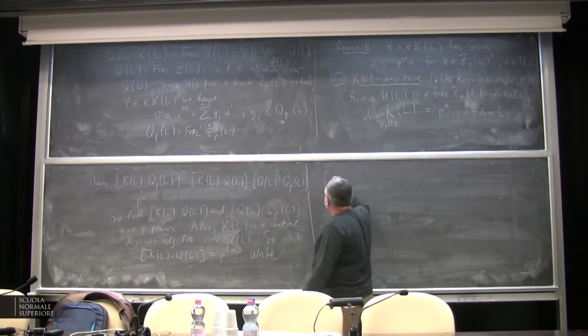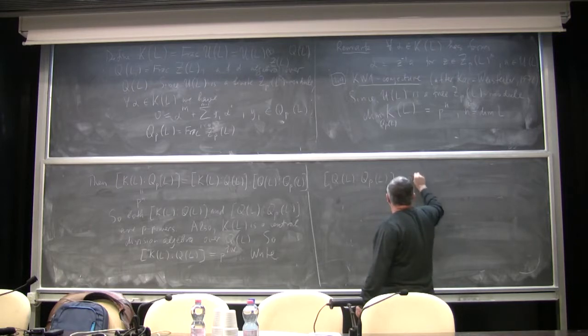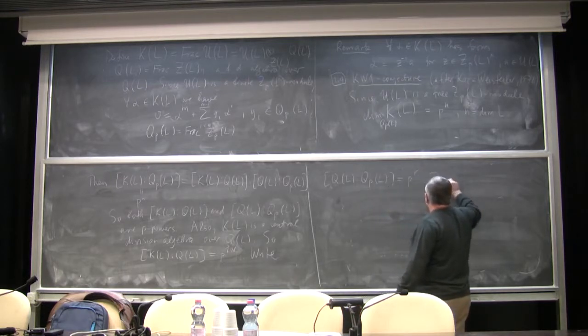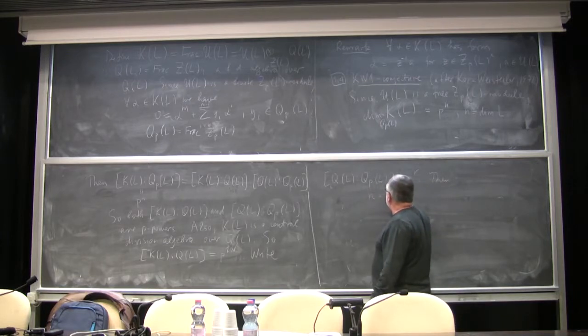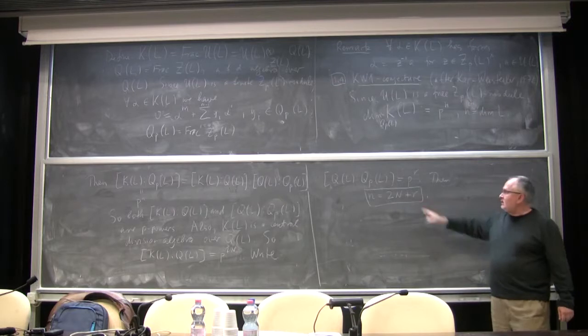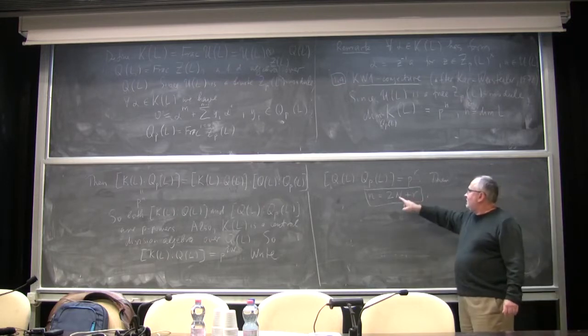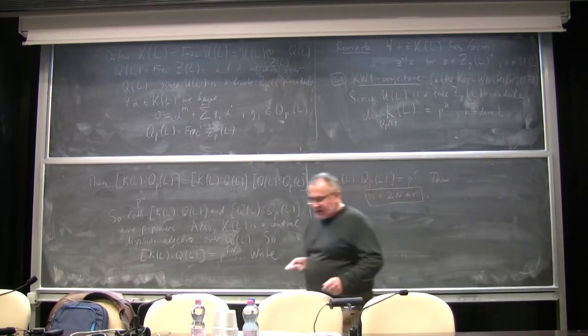the degree of this extension of Q of L as P to the R, let it be P to the R for some R. Then we have the following formula: N is going to be equal to 2n plus R. Which doesn't really tell us much because we still don't know what this R is. And if you know what R is, then we will also know what n is. But at the moment, it's a mystery.